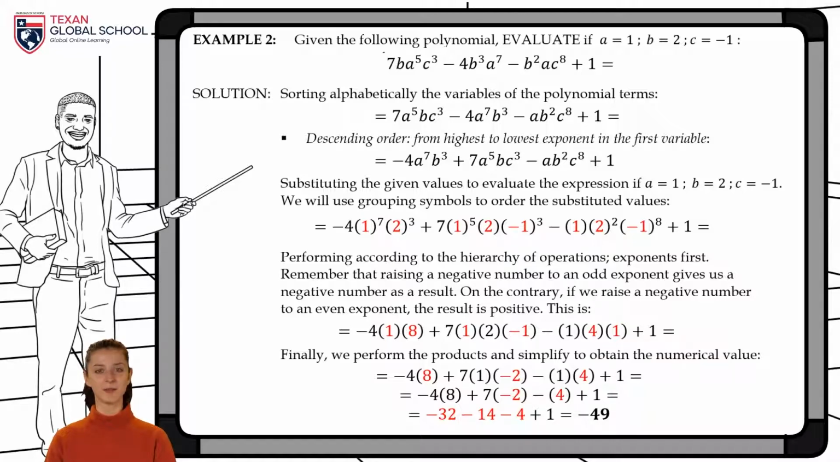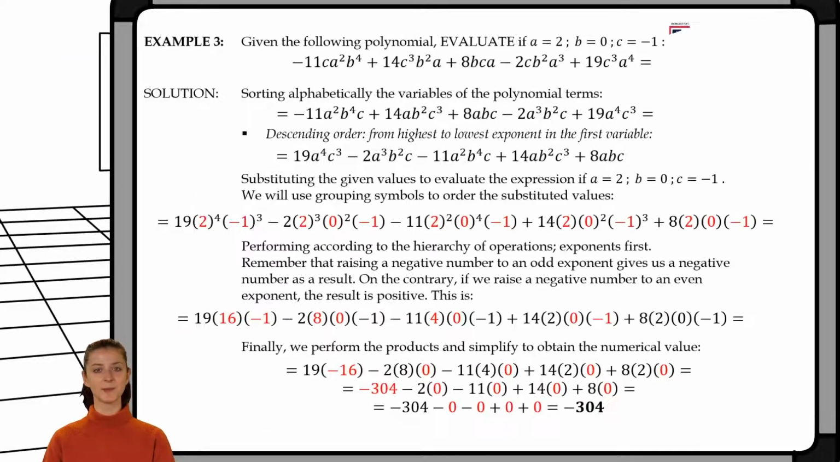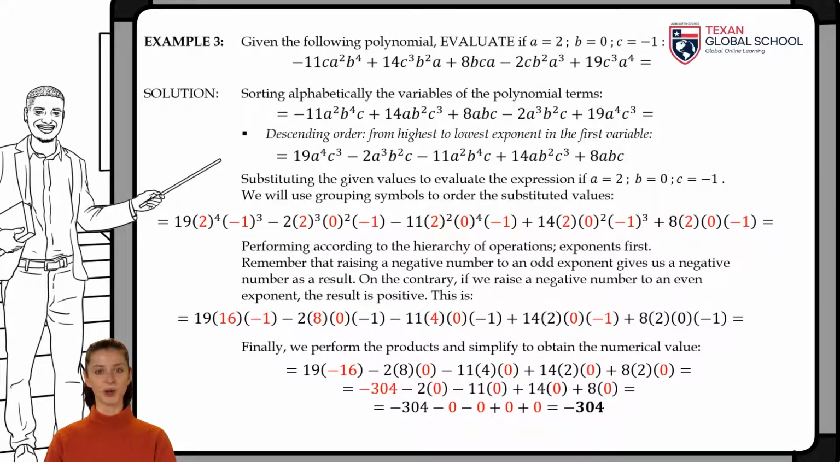Once again, we emphasize the importance of grouping signs and symbols such as parentheses or square brackets. We suggest avoiding skipping steps to ensure a correct resolution process. In this last example, we will also arrange the polynomial in descending order to facilitate the evaluation. We then substitute the given values to evaluate the expression if a is equal to 2, b is equal to 0, and c is equal to -1. We will also use grouping symbols to order the substituted values. We then simplify according to the hierarchy of operations.